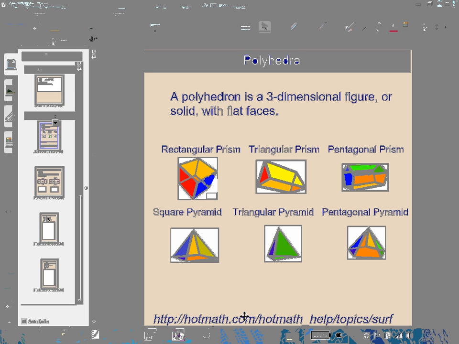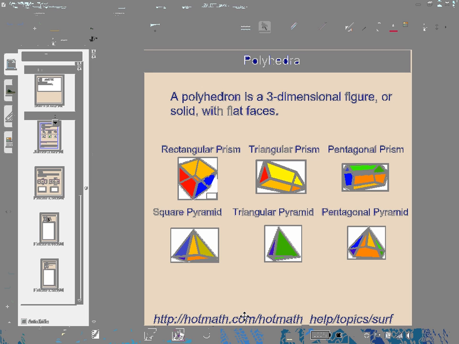If you're looking at prisms, prisms have two bases that are parallel to each other. And whatever the shape of those two bases are is the name of that prism. So for example, in this figure, we have pentagons as the bases, the two shapes that are parallel to each other. So this is referred to as a pentagonal prism.